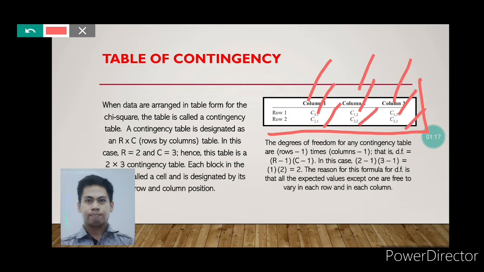The degrees of freedom for any contingency table are rows minus 1 times columns minus 1, that is, df is equal to (r minus 1) multiplied by (c minus 1). In this case, (2 minus 1) multiplied by (3 minus 1) is equal to 1 multiplied by 2, which is equal to 2. Therefore, df is equal to 2 in this table of contingency. The reason for this formula for df is that all the expected values except 1 are free to vary in each row and in each column.